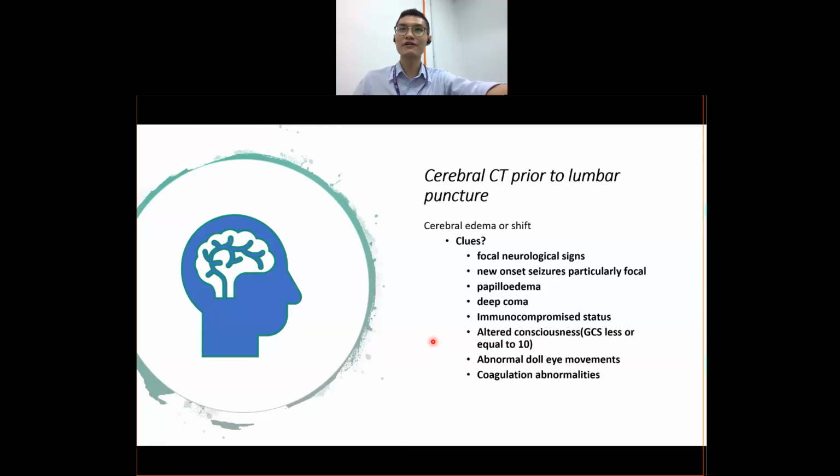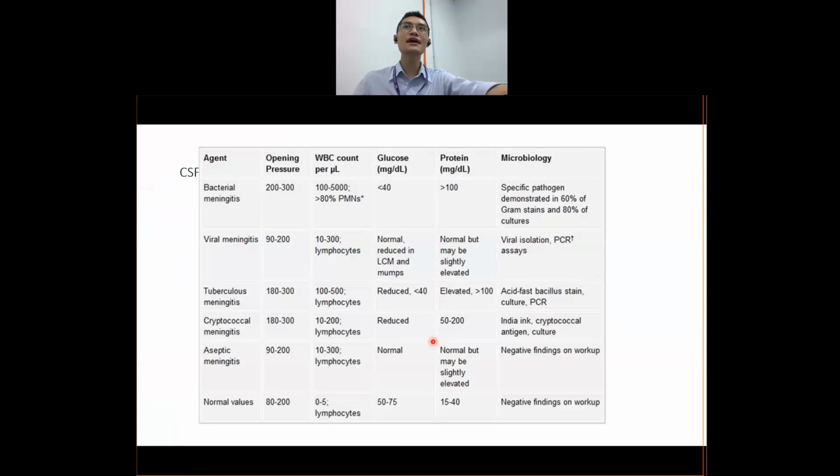We are usually very careful before we do a lumbar puncture because most of the time they can have a space occupying lesion in the brain. So abnormal dorsal eye movement and also patients with coagulation abnormalities, for example, very low platelet or deranged coagulation profile, you might want to think twice before you stick a needle at the patient's back. So CSF analysis will help to guide us.